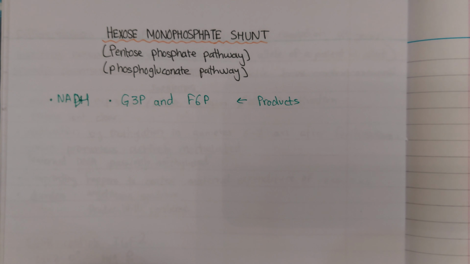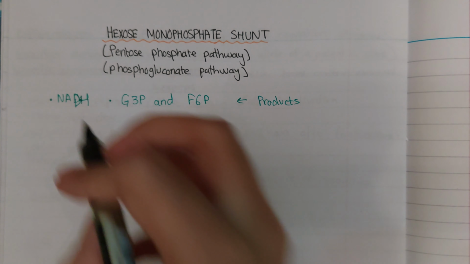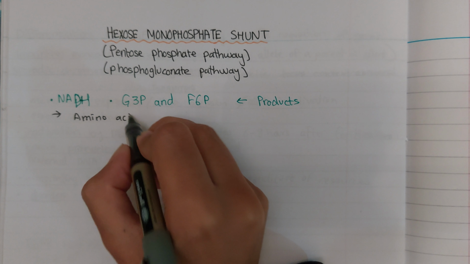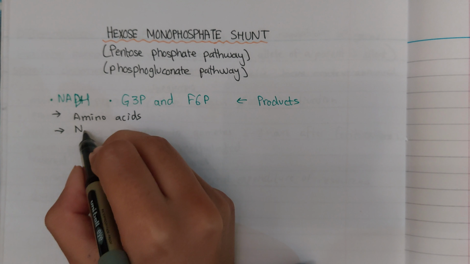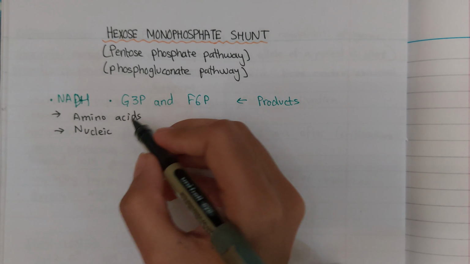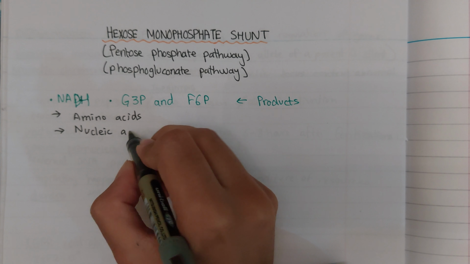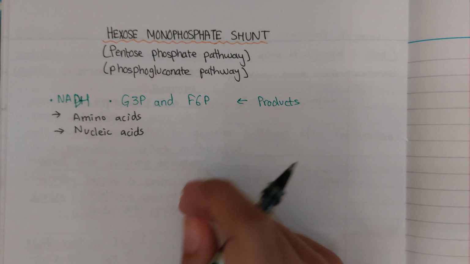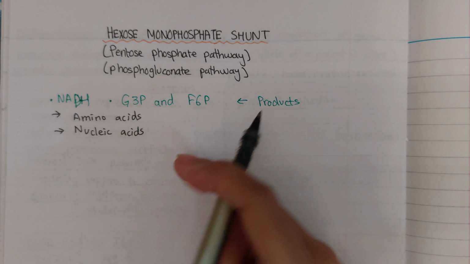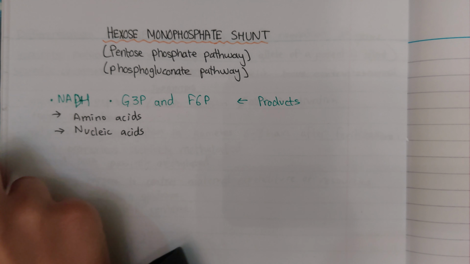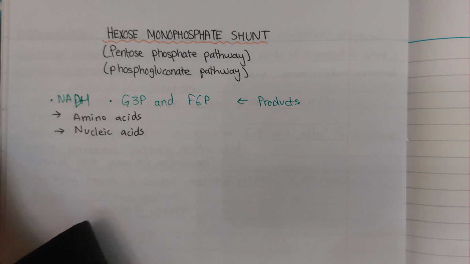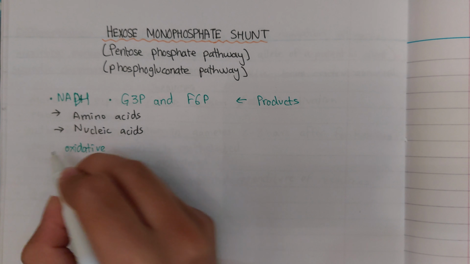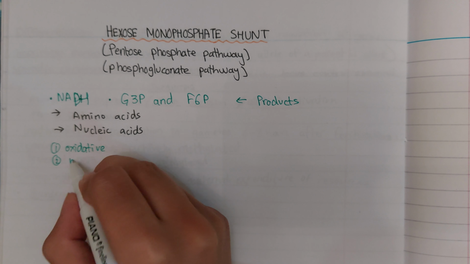And what are these products for? These products are used to produce chemicals called amino acids and nucleic acids. So basically it's for the synthesis of amino acids and nucleic acids. So this is why we need this pathway. There are three main products, and this reaction occurs in two phases. The first is the oxidative phase and the other is the non-oxidative phase.